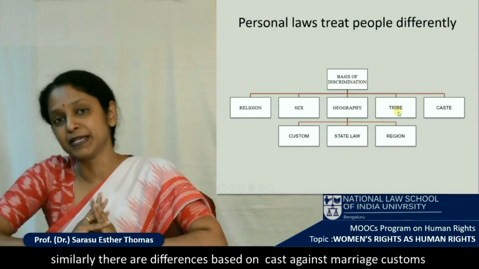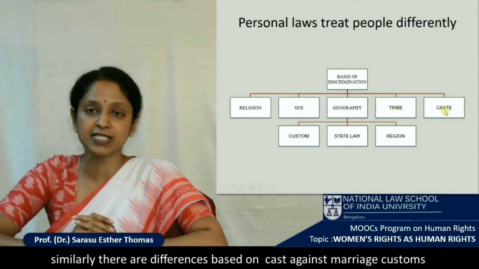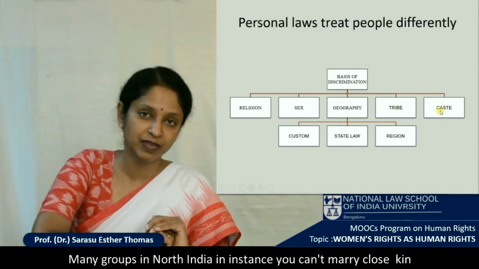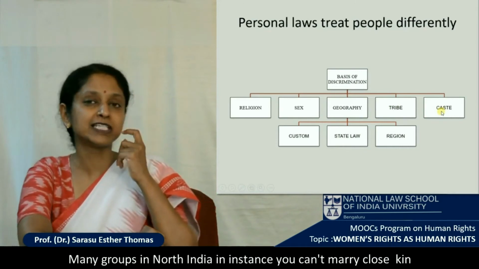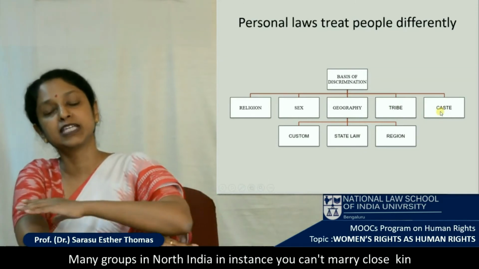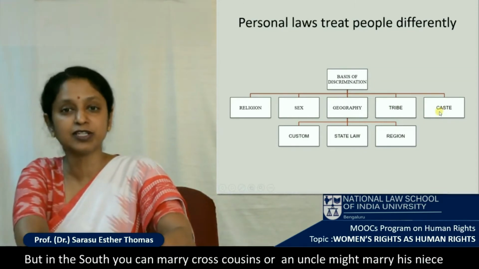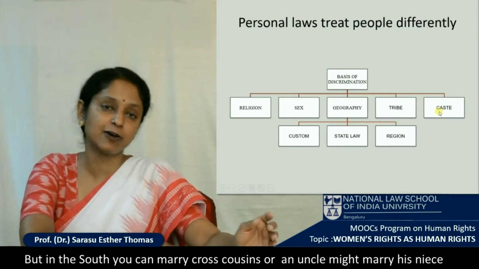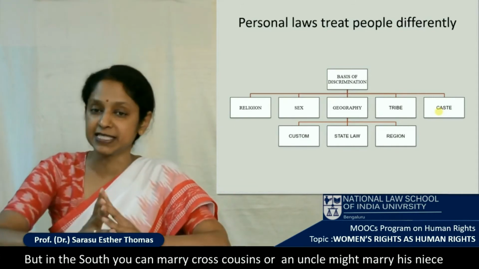Similarly, there are differences based on caste, again marriage customs and who can marry whom. Many groups in North India, for instance, you cannot marry close kin. But in the South, you can marry cross cousins, or an uncle might marry his niece.